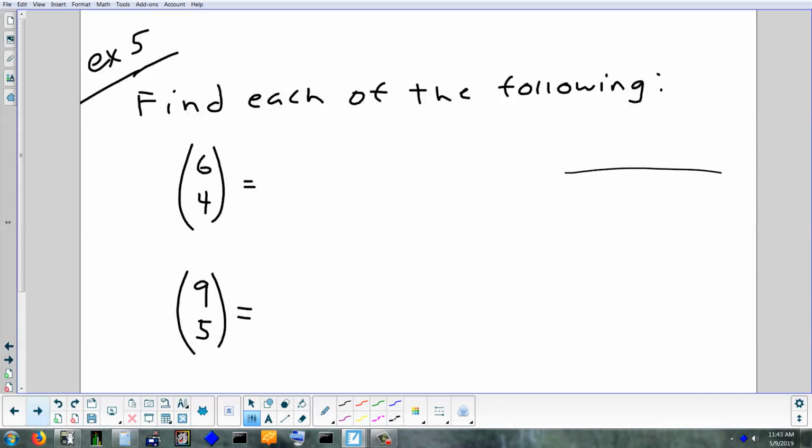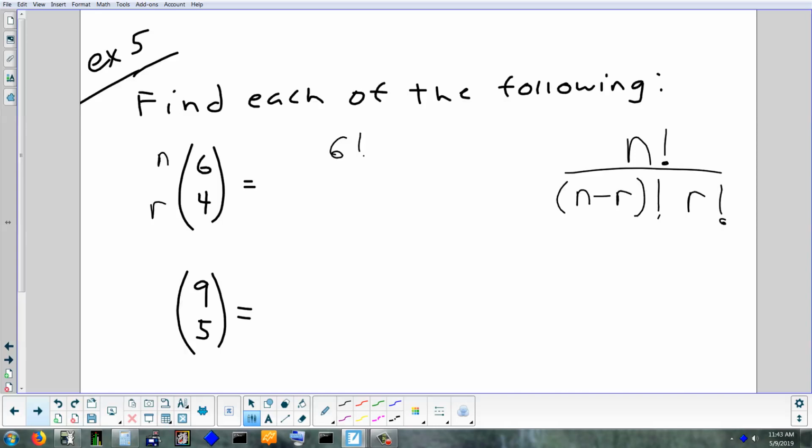N factorial, n exclamation point. N factorial over (n minus r) factorial times r factorial. Okay, so n is 6 and r is 4. Let's fill it out.